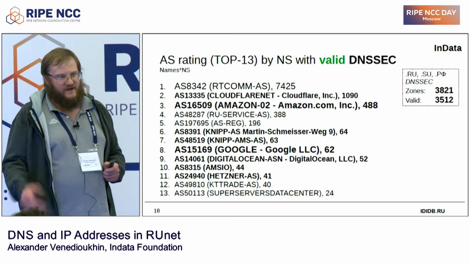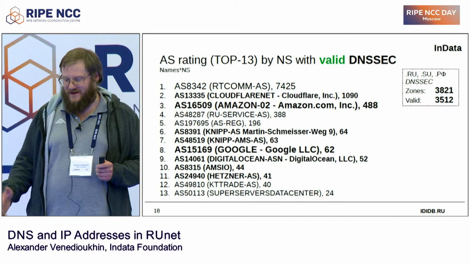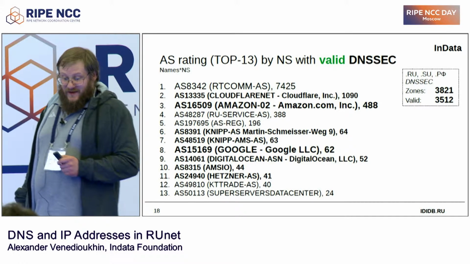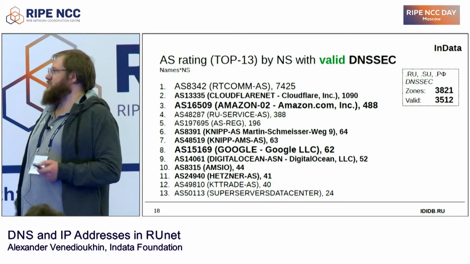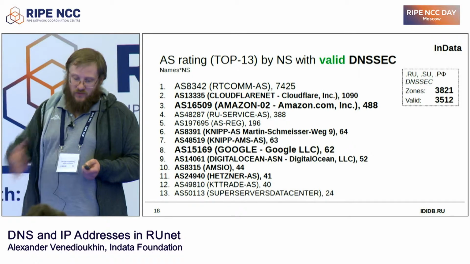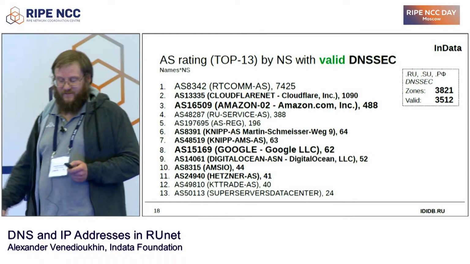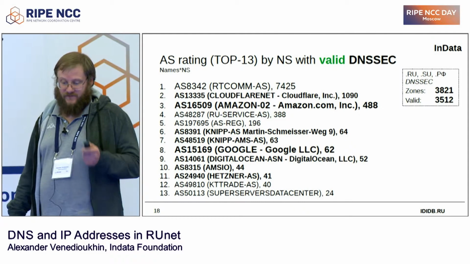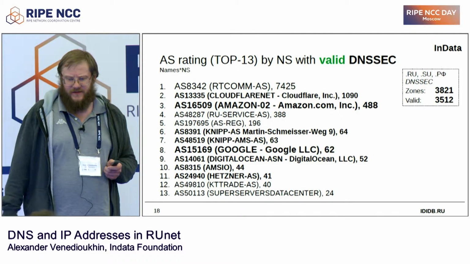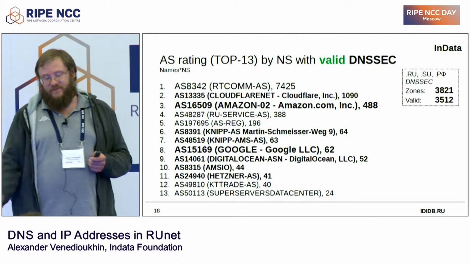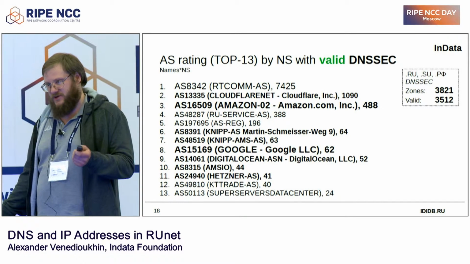And this is DNSSEC. DNSSEC is the technology that protects information from being substituted for other information. It works pretty well, as practice demonstrates. This is a rating of ASs with valid DNSSEC zones. This is multiplied by NSs. That's why you see big numbers here. And most of valid zones in .ru, .rf, and .su, there are more than 3,800 of valid zones. 3,500, sorry.